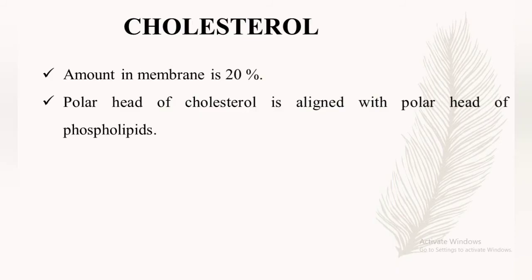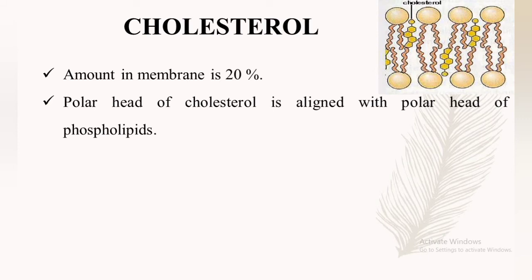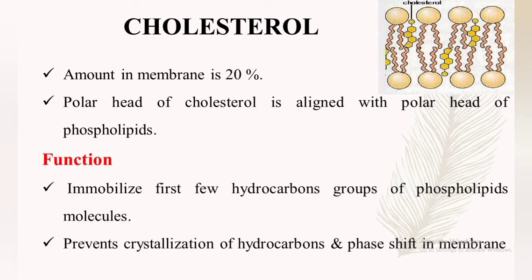And cholesterol: around 20% of cell membrane consists of cholesterol, and the polar head of cholesterol is aligned with the polar head of phospholipids. You can see in the picture that the yellow part is the cholesterol, where that rounded part is the hydrophilic portion, aligned towards the phospholipid bilayer. The function of cholesterol is that it immobilizes the first few hydrocarbon groups of phospholipid molecules and prevents crystallization of hydrocarbons and phase shift in membrane.